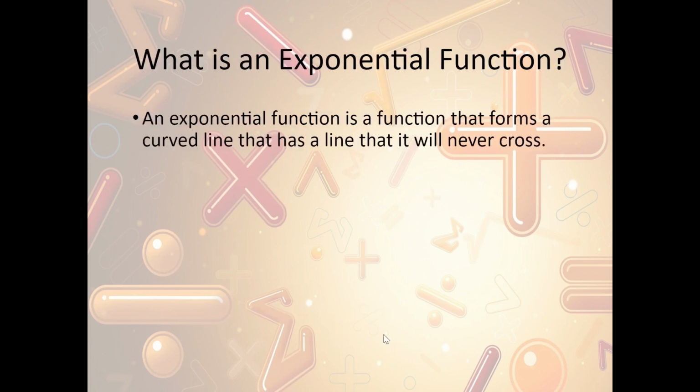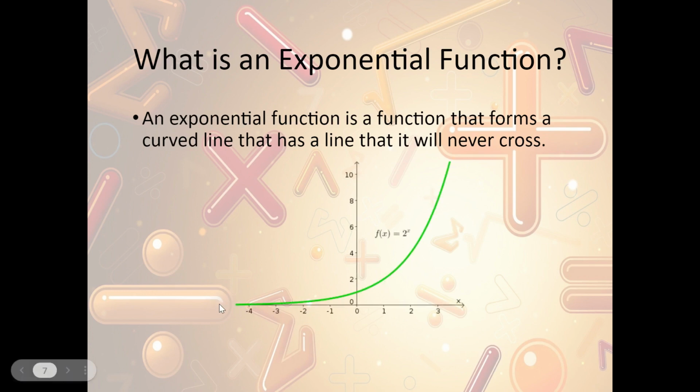Now what is an exponential function? An exponential function is a function that forms a curved line that has a line that it will never cross. For instance, this is an exponential function. It's a curved line, it's a single curve, it starts low and works its way up. It could go this direction also, start high and work down. But it has a line it never crosses. Notice this line gets really flat here at the x-axis. It will never cross the x-axis. So there's a line that it'll never cross. In this direction, it'll keep going and going and going and get really steep.